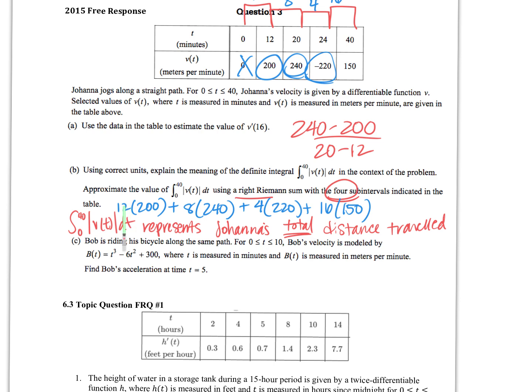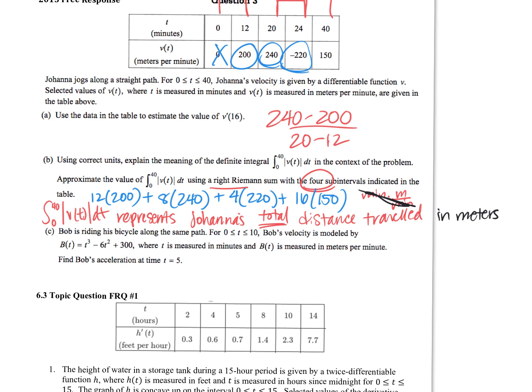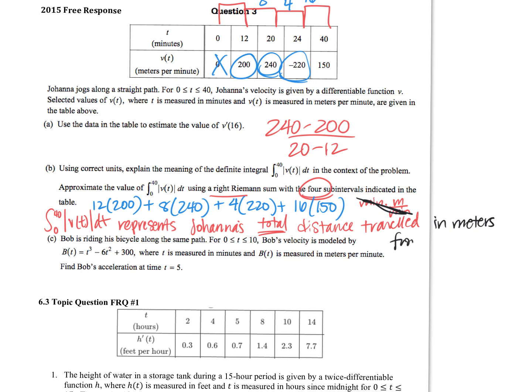And they said using correct units. You guys, don't be stressed about the units, because don't forget, we did 12 times 200. We just got those numbers from right here. So we did minutes times meters per minute. What's that gonna be left with? Meters, good. So this represents Johanna's total distance traveled in meters from what time to what time? 0 to 40 minutes. Very good.